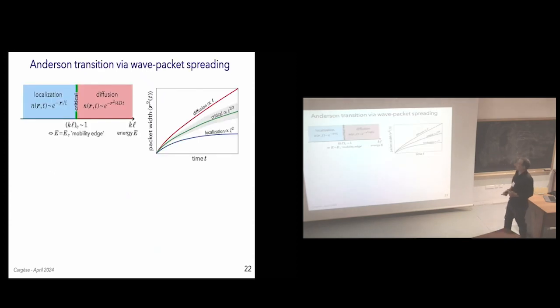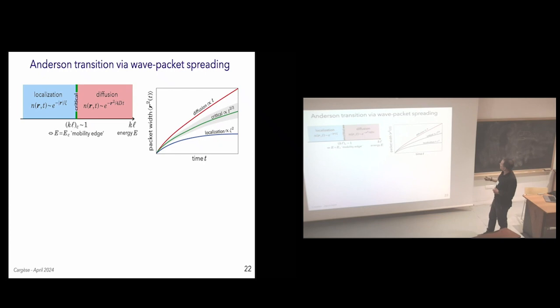But of course, the most interesting dynamical scenario for localization is in 3 dimensions. So I remind you that in 3 dimensions we have a phase transition which coincides with the product kl of the order of 1. So sometimes in the cold atom community people re-express this criterion in terms of atomic energy equal to a critical energy which is called the mobility edge. So above the mobility edge you have diffusion, below you have localization for the wave packets.